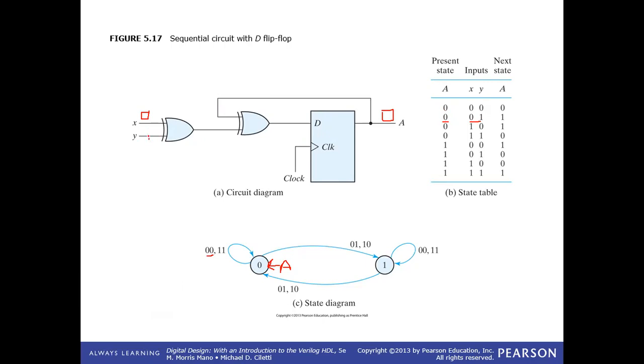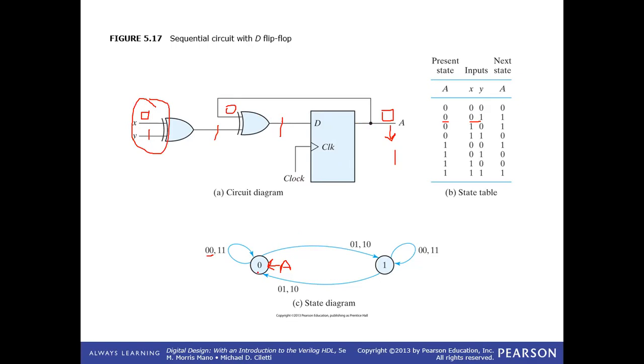Okay, Aisha, I've read your text. 0, 1 are applied. Now what's going to be the output of this XOR gate? 1. Very good. What is going to be the output of the next XOR gate? 1. So A is going to change from 0 to 1. What was the input combination that we applied? 0, 1, right?